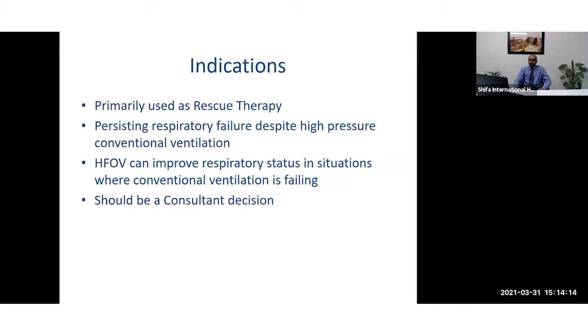So what are the indications? Primarily it is used as a rescue therapy. I'm not aware of any units who use high frequency ventilation as a primary mode of mechanical ventilation. It is always used as a rescue therapy. So persistent respiratory failure despite high pressure conventional ventilation due to whatever underlying mechanism, underlying disease or pathology. And in these patients, the high frequency ventilation can improve the respiratory status, and it should always be a consultant decision to switch a baby from conventional ventilation to high frequency ventilation.